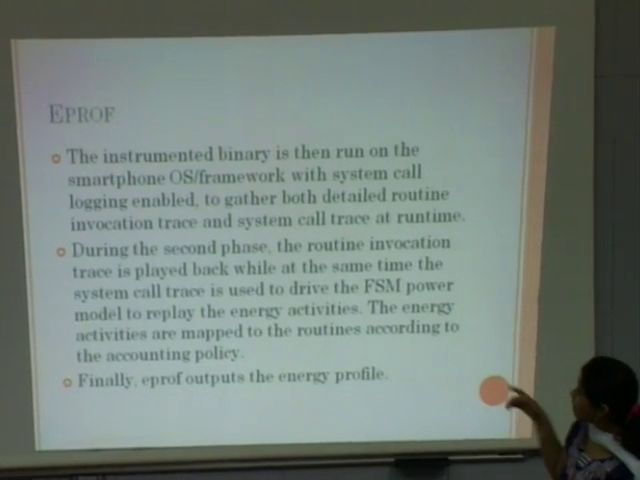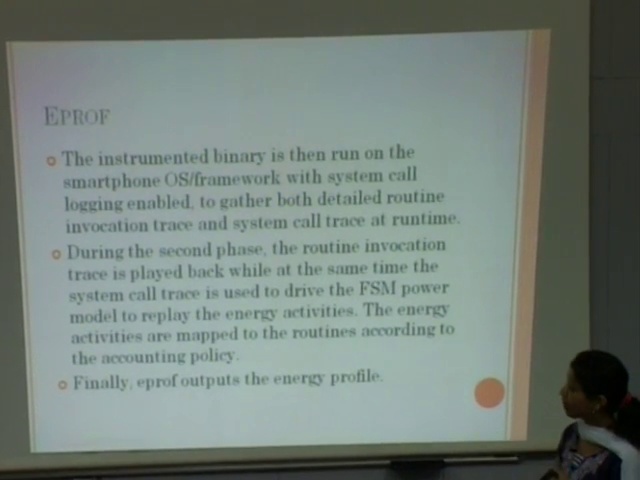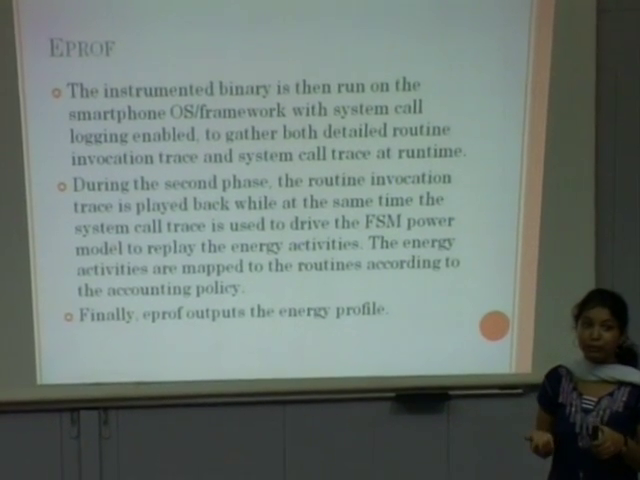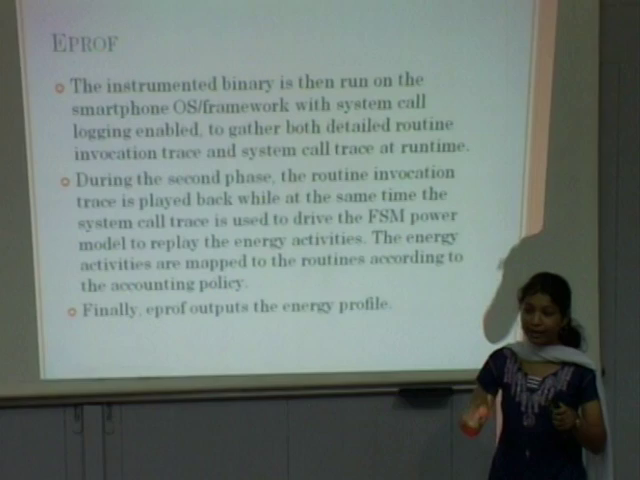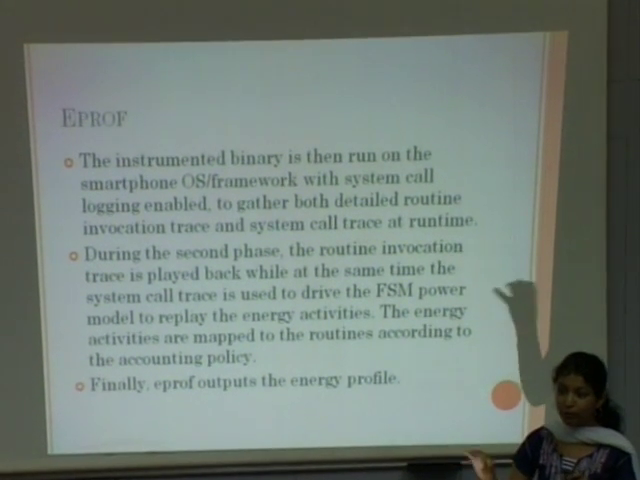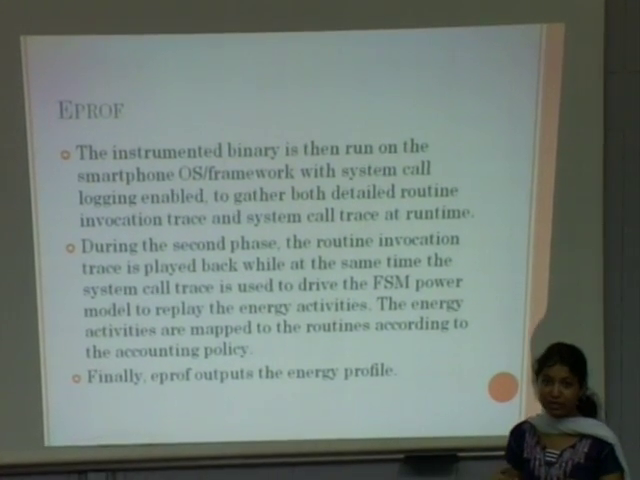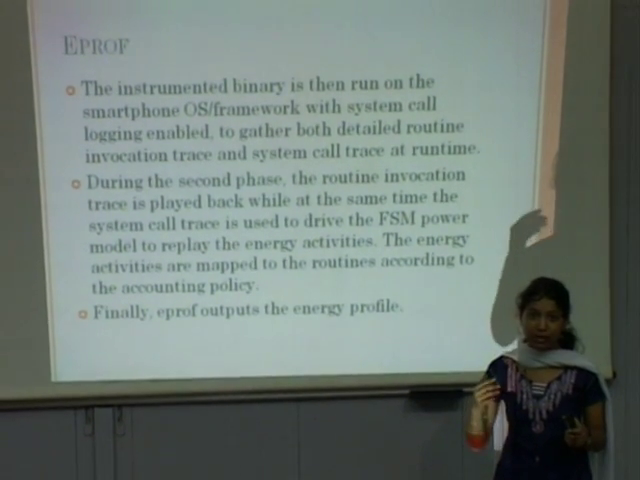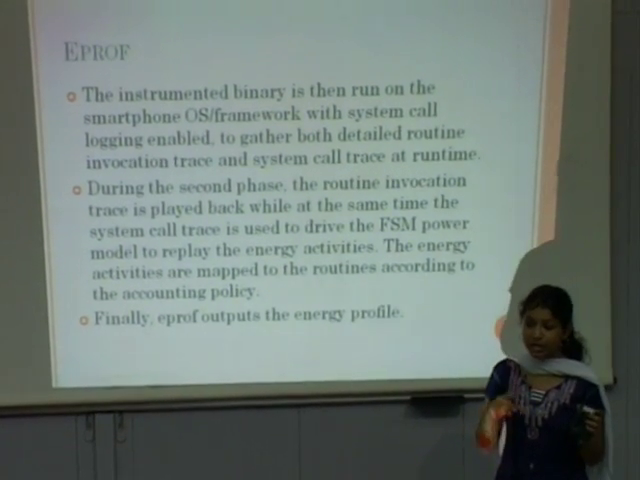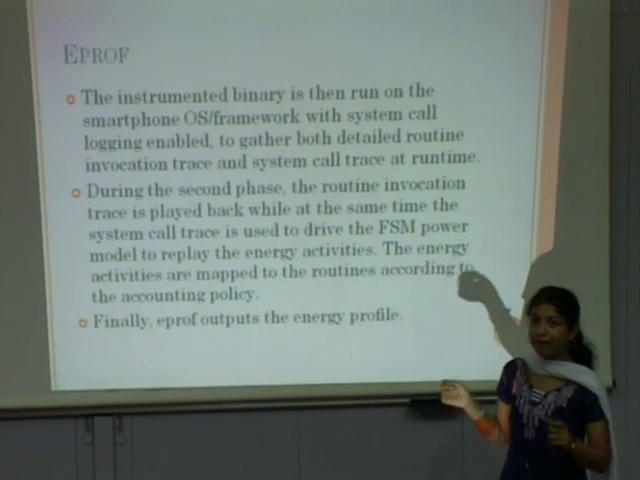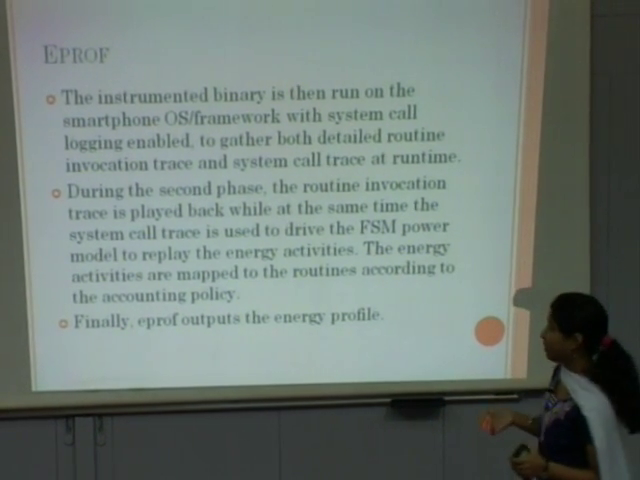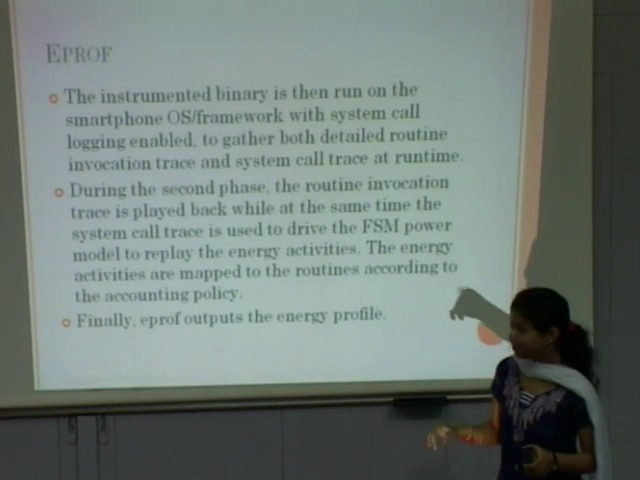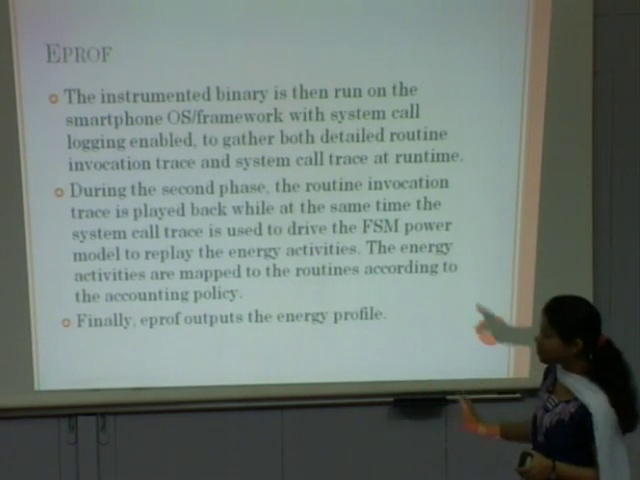So in the first phase, the logging is done, and then in the second phase, what is being done? First of all, the trace events are calculated. Suppose we want to run any benchmark, then we record all the input events. Suppose for web browsing, we open the browser, then download a page, then scroll down and close it. These events are recorded and then played back in a benchmarking condition. And then the energy tuples are calculated, and finally it outputs the energy profile.